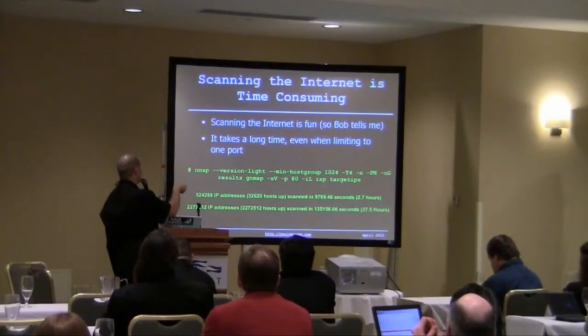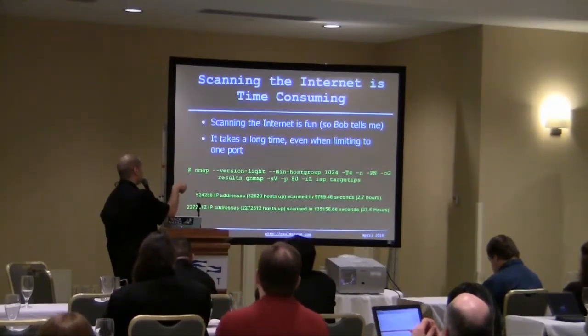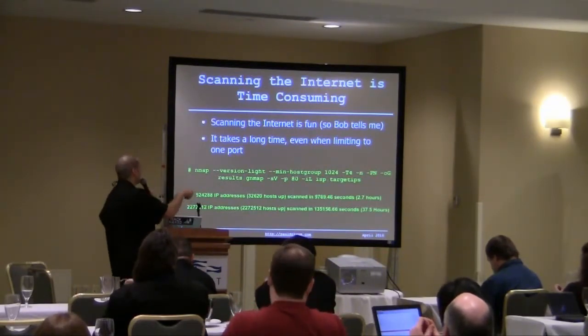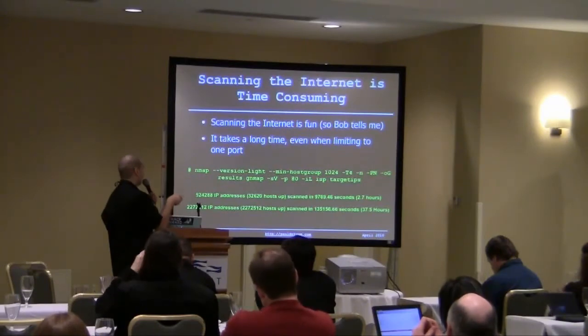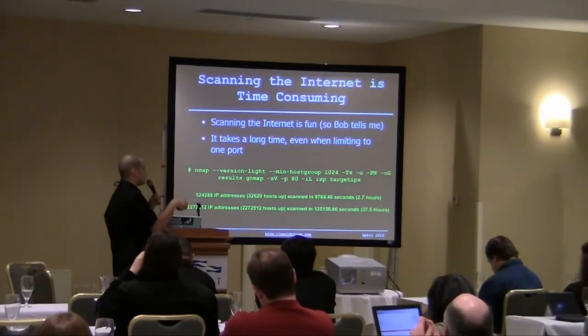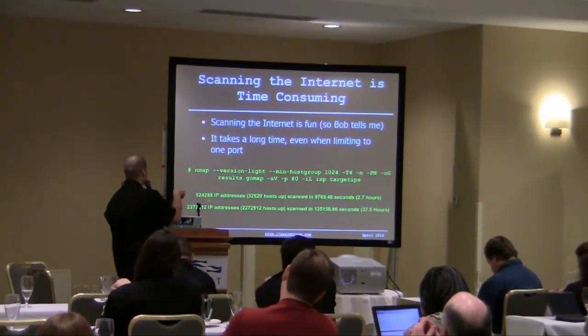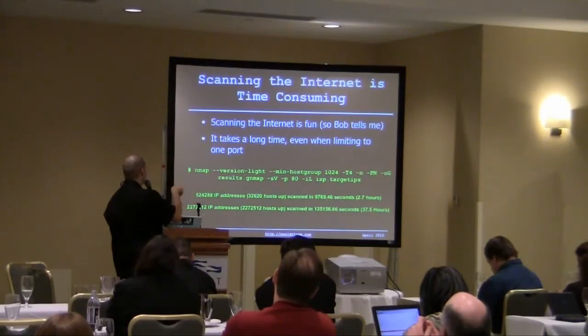Do that, you can see the nmap command that I used here. I found version light to be really great in helping me scan the internet much faster. The min host group to 1024 helped as well, which is the minimum number of hosts it'll start scanning at one time. So then you can see I've got about 500,000 IP addresses in about 2.7 hours.